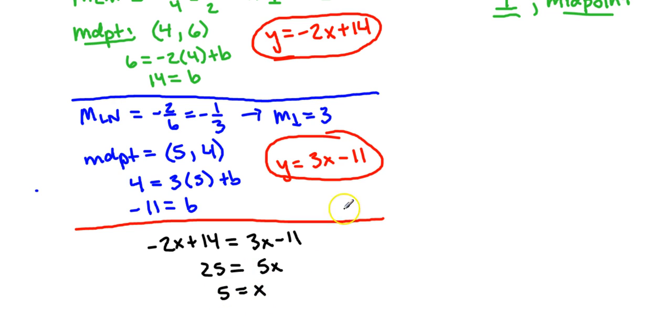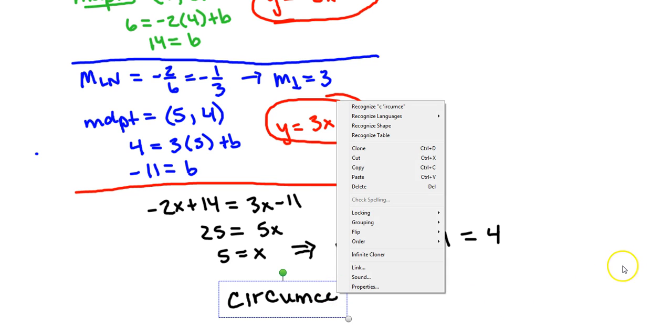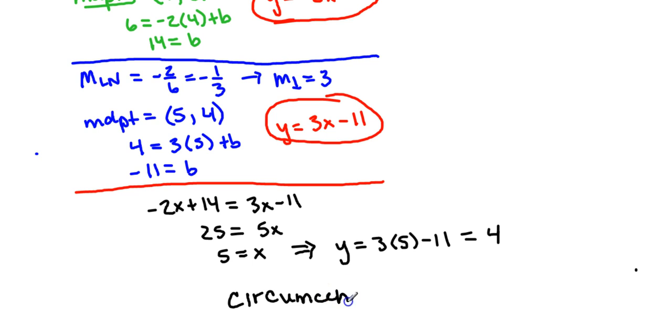Go up and plug this 5 into either one of these equations, and we can find that y is equal to 3 times 5 minus 11. 15 minus 11 is 4, so my circumcenter then, or the point of intersection, sorry, my writing utensil here is getting a little slow today. My circumcenter, or the point of intersection of perpendicular bisectors, is going to be at 5, 4.